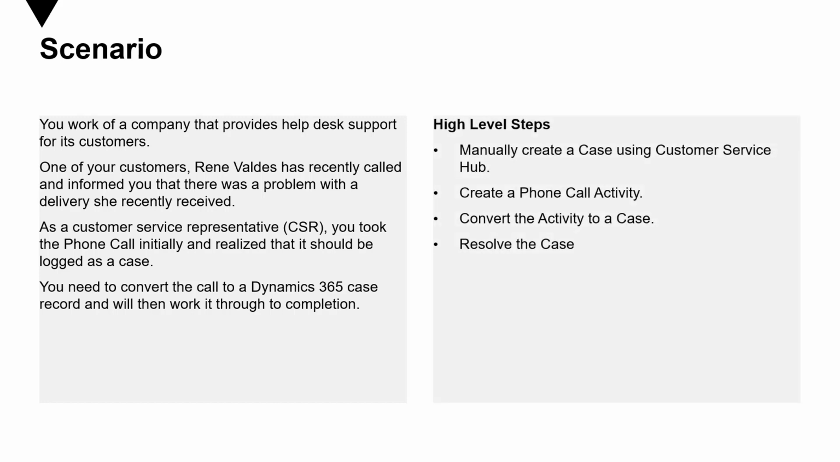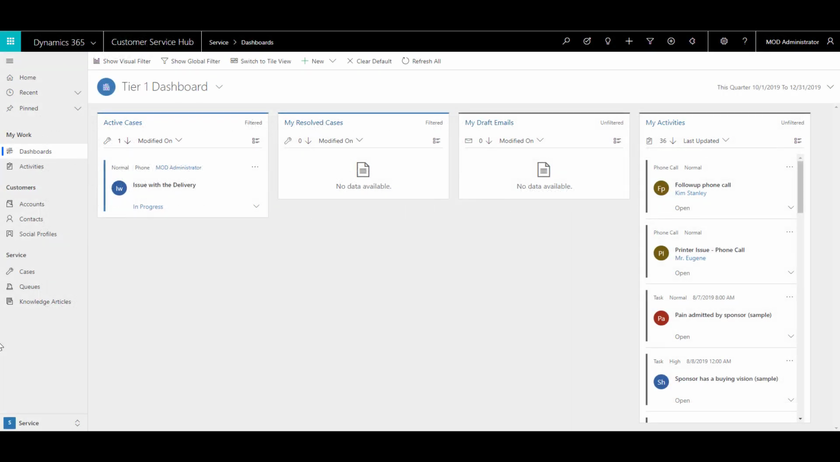So the high level steps that we are going to follow are that we need to manually create a case using Customer Service Hub, create a phone call activity, then convert that activity to a case, and then finally resolve the case. So let's go ahead and see how we can do that. So in your Customer Service Hub, let's first create an activity.